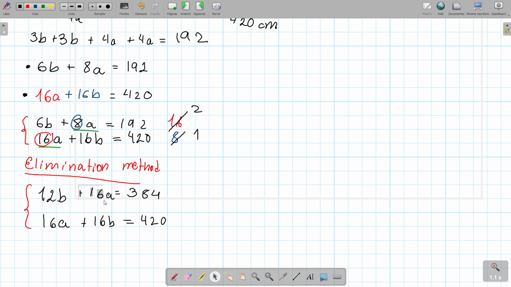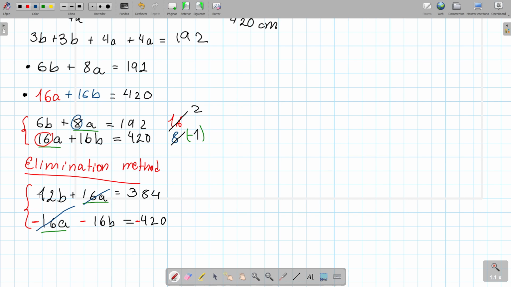As you can see, the main problem right here is that we have the same number, but they should have the opposite sign. Because they are not opposite, we are going to put a negative sign on one of these numbers. In this case, I will put it here. This is going to be minus 16, again minus 16, and minus 420. Plus 16a minus 16a can cancel out.